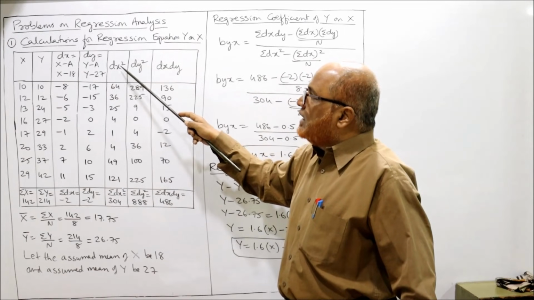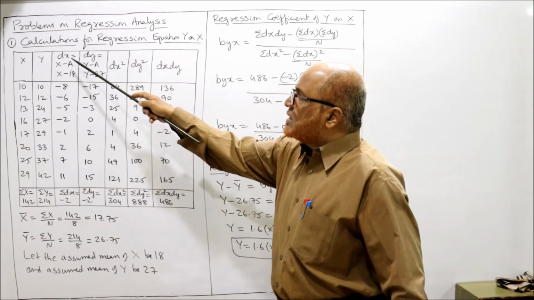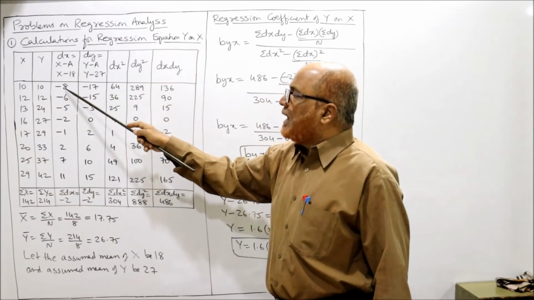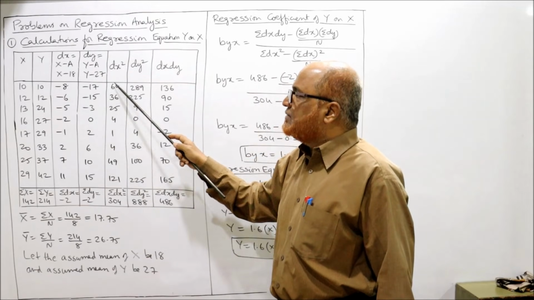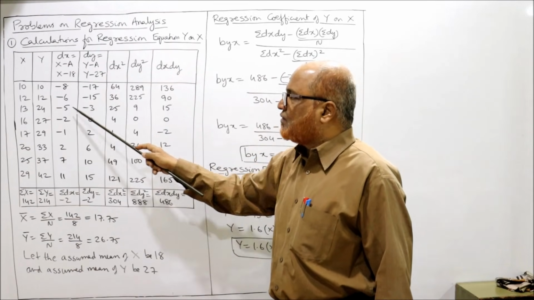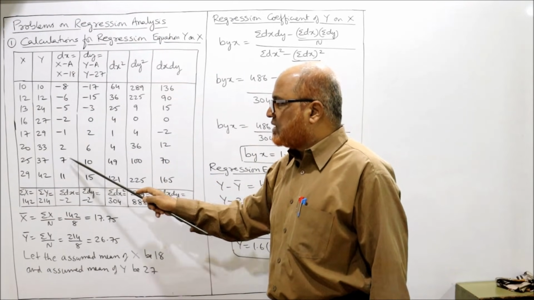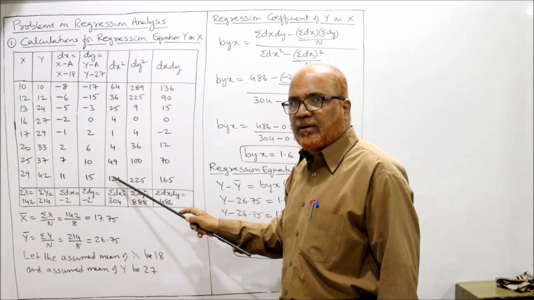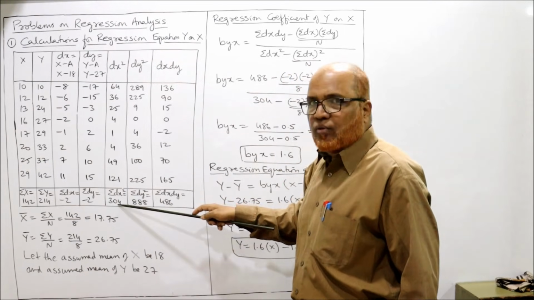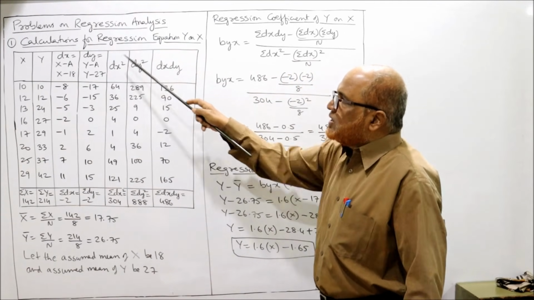Now square, dx square. So here the dx values, we will square them. 8 into 8, 8 8s are 64, 6 6s are 36, 5 5s are 25, 2 2s are 4, 1 1s are 1, 2 2s are 4, 7 7s are 49, 11 11s are 121. Take the total, 304.